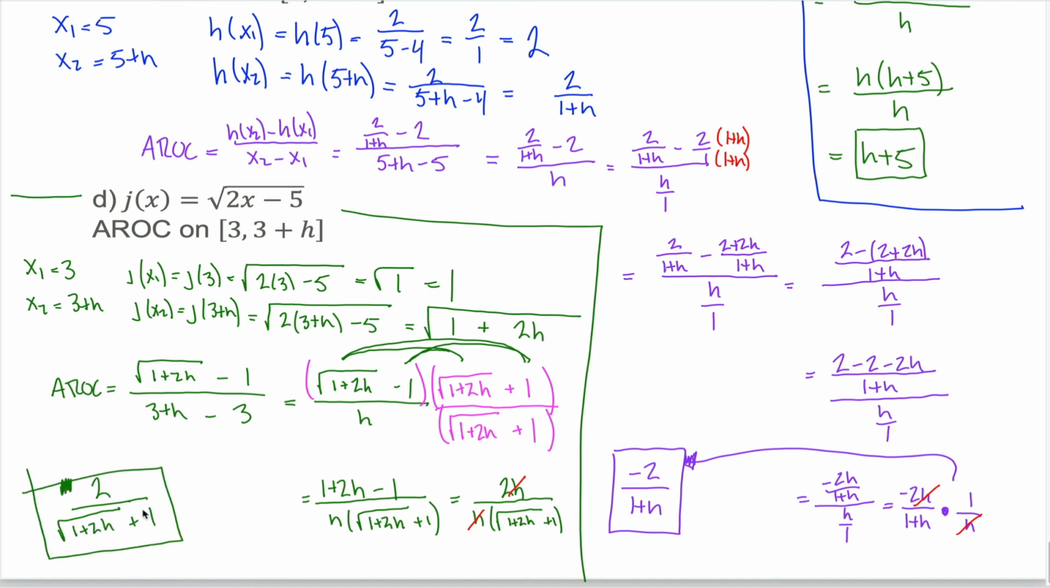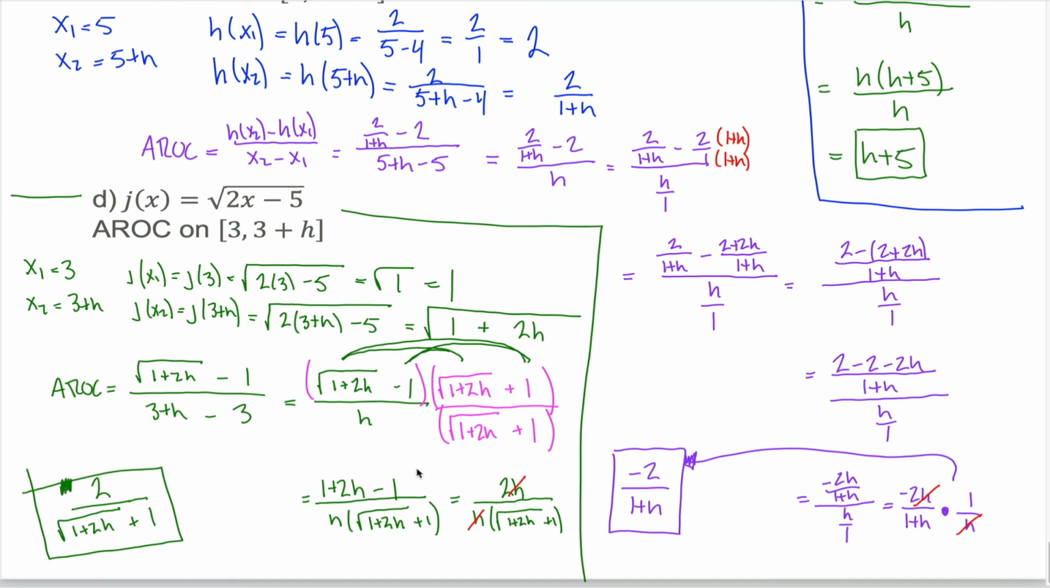You might look at this and think we're not done because there's still an h down in the denominator, but actually we are done because it's okay to have an h in the denominator. It's just this h that's originally in the denominator that has to cancel out. And we've canceled that out because it went over here, and then it went over here, and it canceled with this h up here.